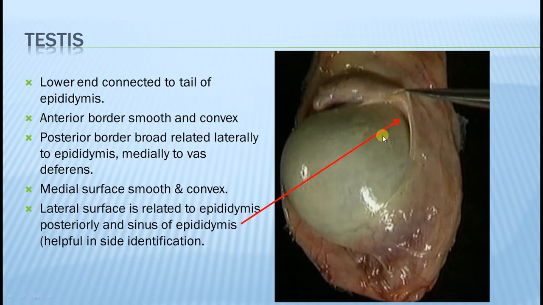Hold the testis in such a way that the sinus is facing laterally, then naturally it belongs to that side testis. If it is facing laterally and left side, then it is left testis. If it is facing laterally and to the right side, the sinus epididymis, it is the right testis.